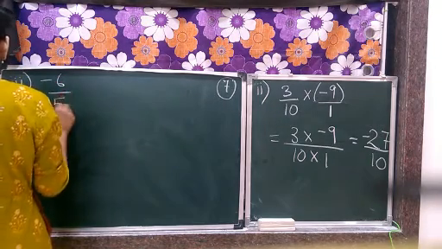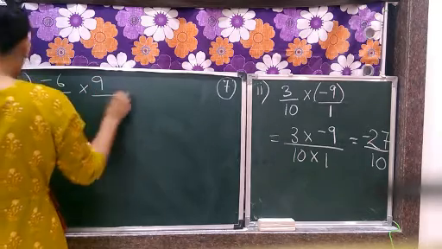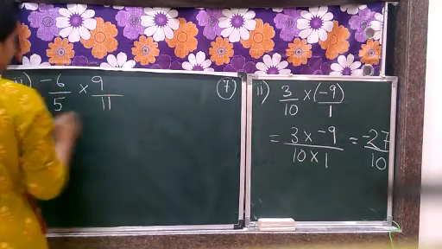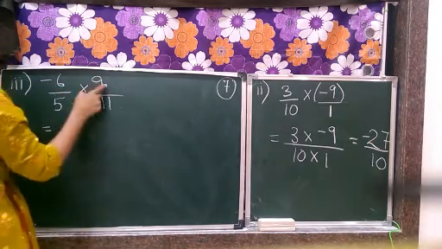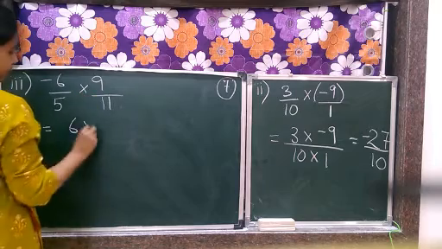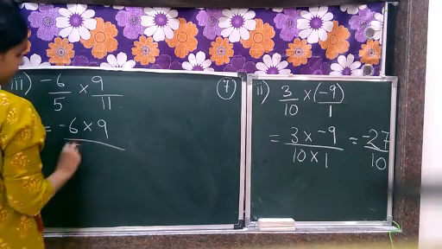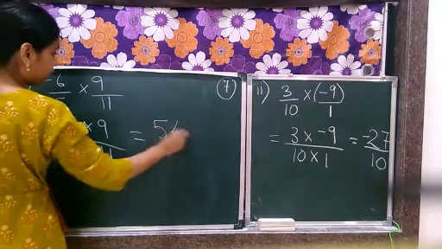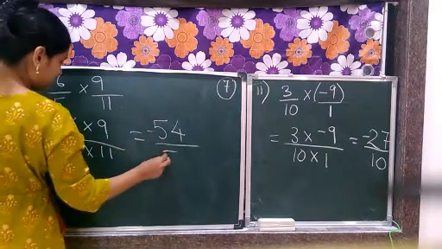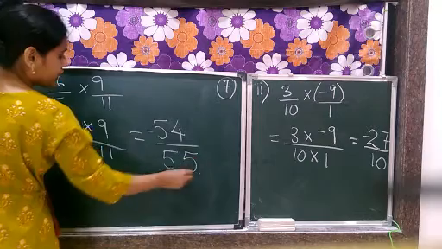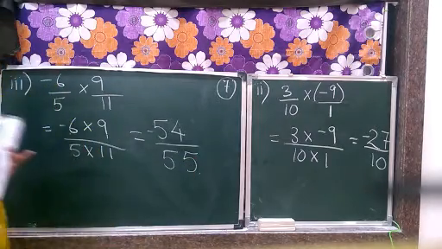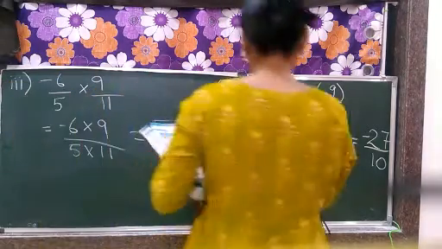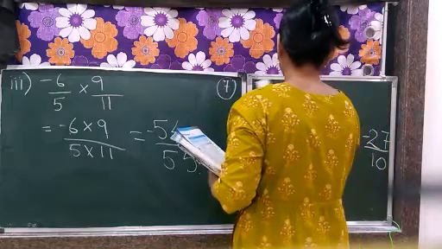Minus 6 by 5 into 9 by 11. So 6 will get multiplied to 9. 5 will get multiplied to 11. 6 nines are 54. 5 elevens are 55. So this completes the third one. Now we start the fourth one, children.